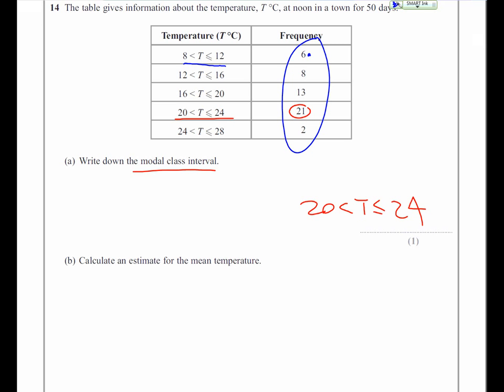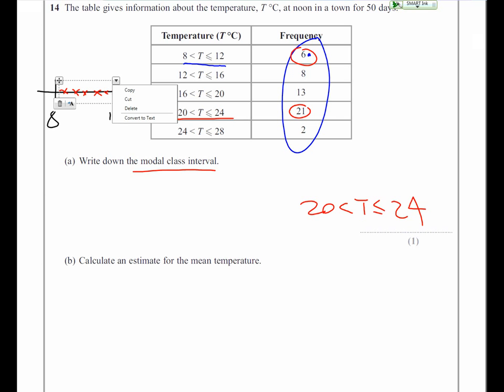Calculate an estimate for the mean temperature. Okay, so what we want to do to estimate the mean, let me just give you a bit of an understanding of what's going on. Here's your number line, or thermometer, or whatever you want to think of it as. We know that there were 6 temperatures that, because that's frequency, how many, that were between 8 and 12. So 2, 4, 5, 6. Let's pretend that's where they were. We don't know. Those crosses could be anywhere. Okay, they might not even be spaced out in the same way.